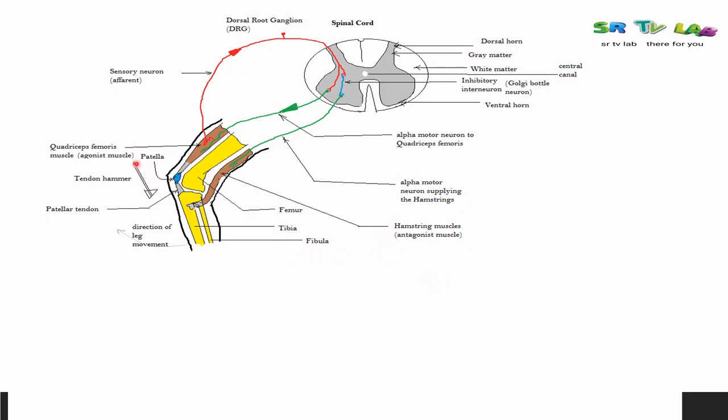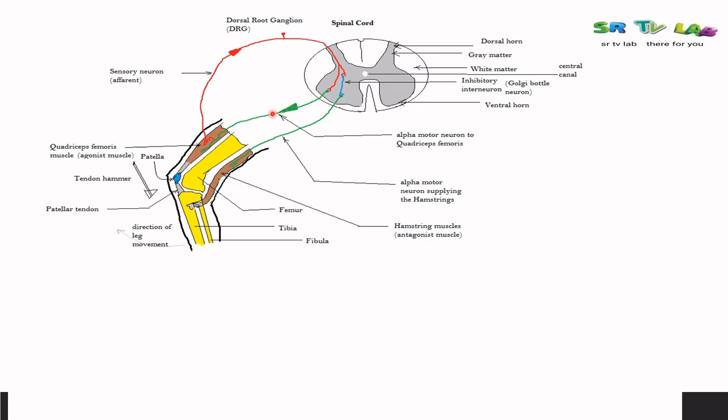You can see clearly here. To check the deep tendon reflex, use this tool. It's called the reflex hammer. When you strike or hit the tendon, the impulse will be conveyed through the afferent neuron and pass through the spinal cord. Then there will be two pathways, the inhibitory pathway and the stimulatory pathway. Let's first of all see the stimulatory pathway.